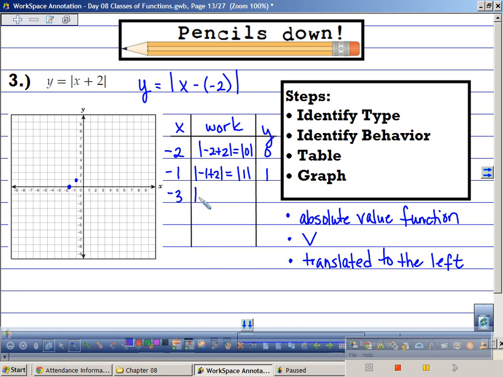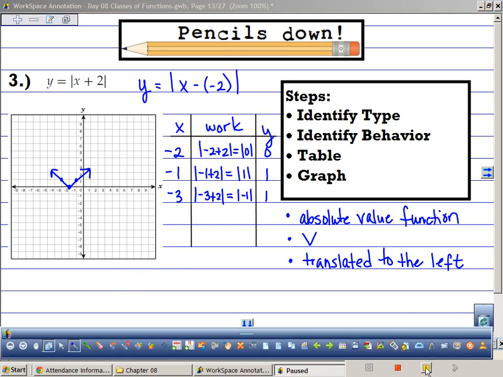Okay, so when I go over to -3, I get absolute value of -3 plus 2 equals the absolute value of -1, which is 1. You don't need 5 points, right, Sam? As long as you understand what the graph is doing, right? There's your absolute value function. Questions? Okay, copy that down.